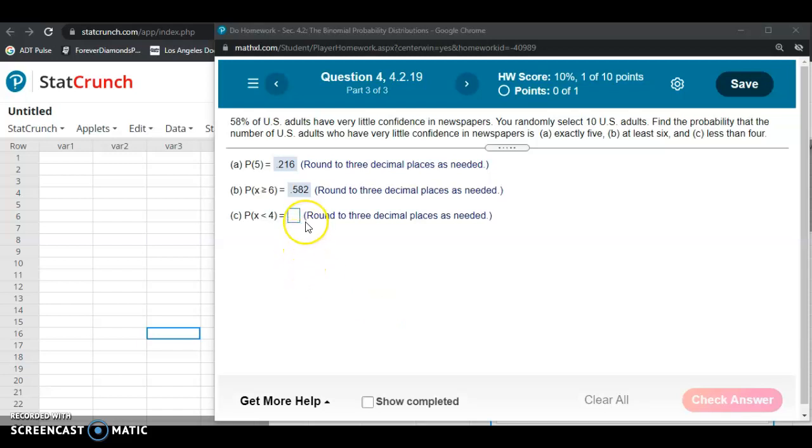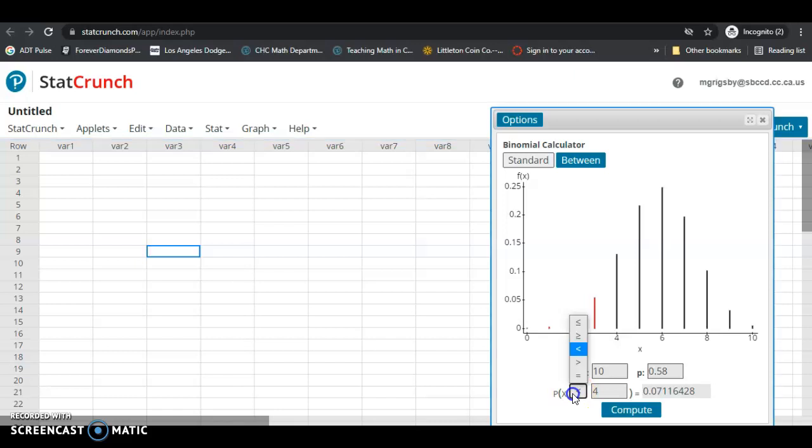So let's go ahead and finish up question 4, the last part of question 4, which asks us to find the probability that the number of U.S. adults who have very little confidence in newspapers is less than 4. Okay, so on our binomial calculator, you select the less than symbol, type in the number 4 to compute, and we get our corresponding probability, and we're going to go ahead and round that to 3 decimal places. So 0.071 would be the answer.